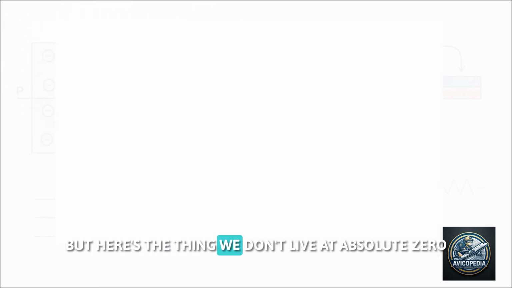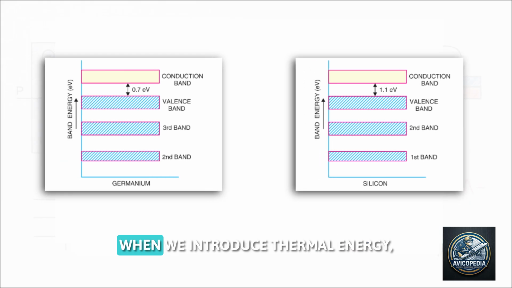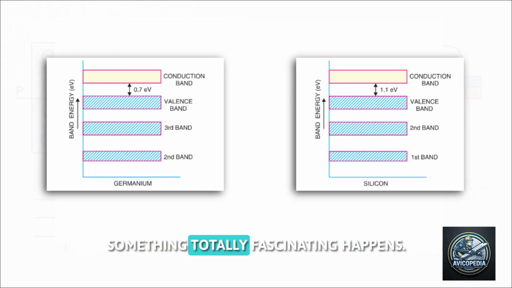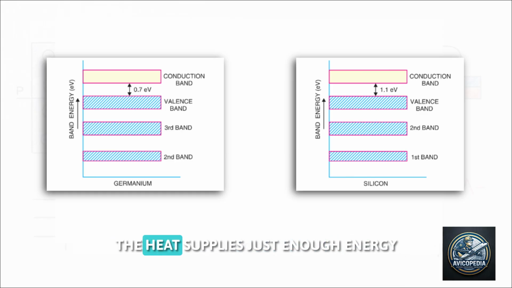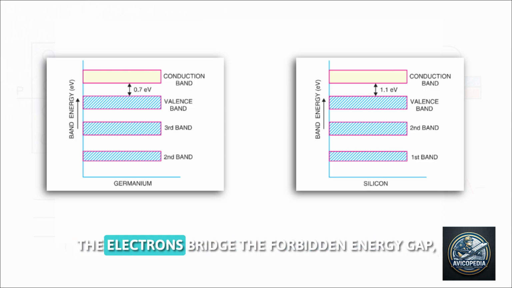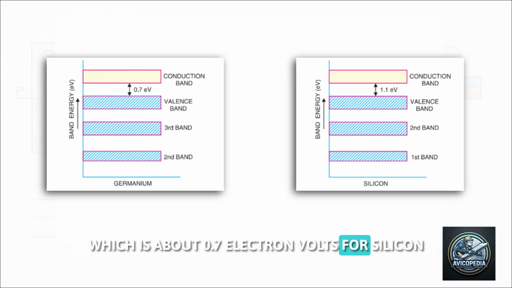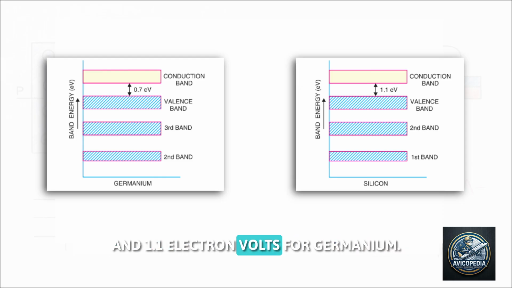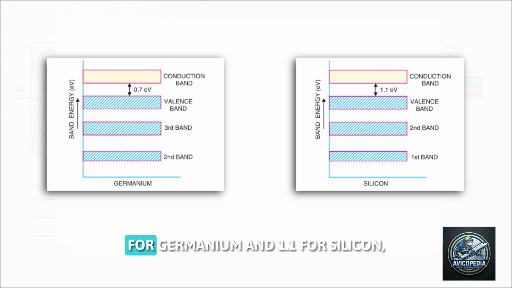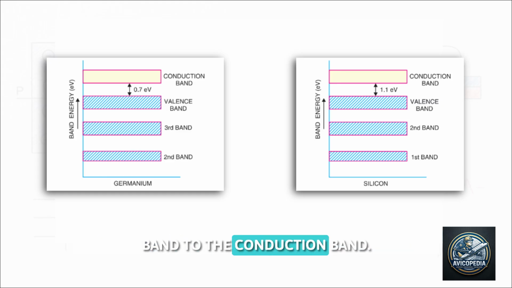But here's the thing, we don't live at absolute zero. When we introduce thermal energy, literally just regular room temperature, something totally fascinating happens. The heat supplies just enough energy to break some of these covalent bonds. If we think about it in terms of energy bands, the electrons bridge the forbidden energy gap, which is about 0.7 electron volts for germanium and 1.1 electron volts for silicon. And they jump straight from the valence band to the conduction band.